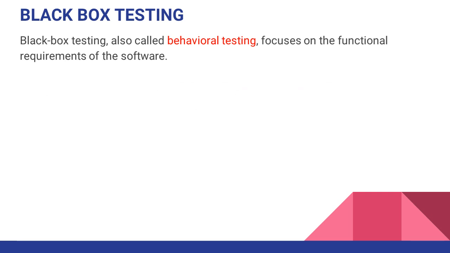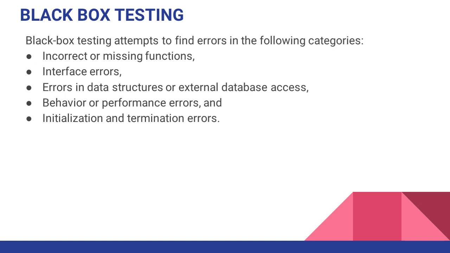Black box testing, also called behavioral testing, focuses on the functional requirements of the software. That is, black box testing enables you to derive a set of input conditions that fully exercise all functional requirements for the program. Black box testing attempts to find errors in the following categories: incorrect or missing function, interface errors, errors in data structure or external database access, behavior or performance errors, and initialization and termination errors.